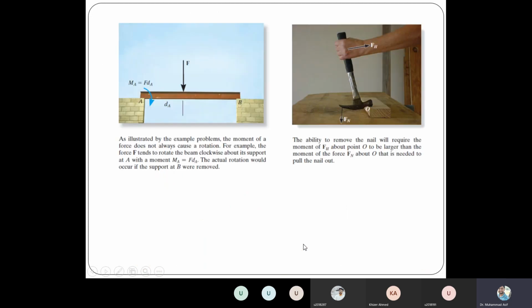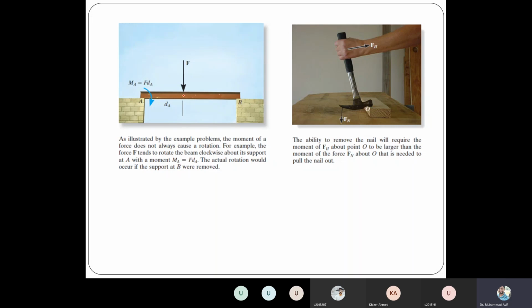Now we can see some practical examples. For example, here is a beam. You can see that it's an I-beam AB, which is lying on two walls, and if we apply a force F, can this force rotate that beam? What do you think? Can we rotate this beam with the help of this force? No, sir. So torque is the tendency of the force. Although it cannot rotate the beam, it is the tendency of the force, right?